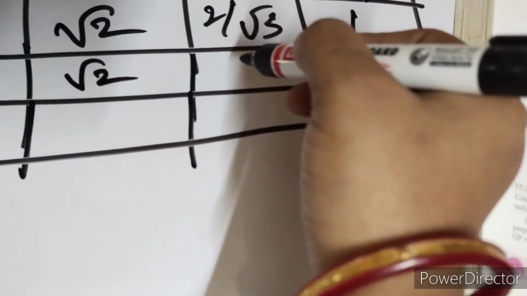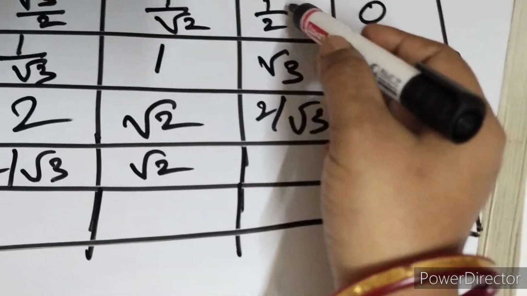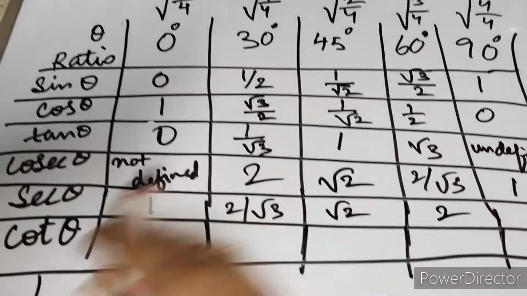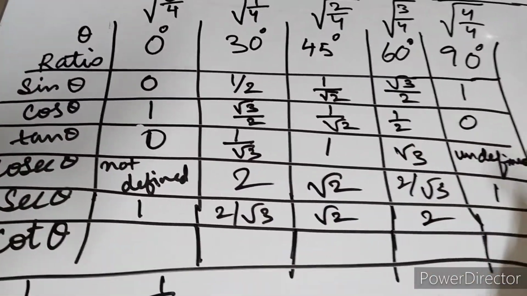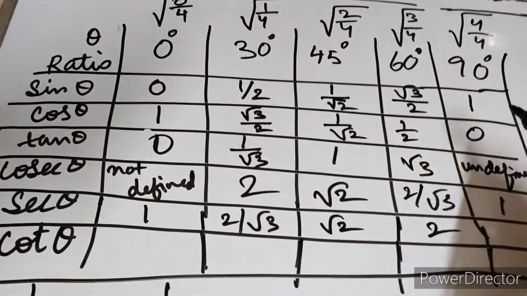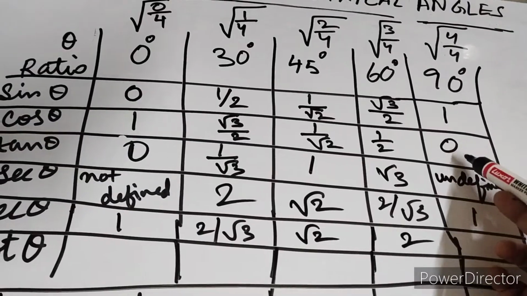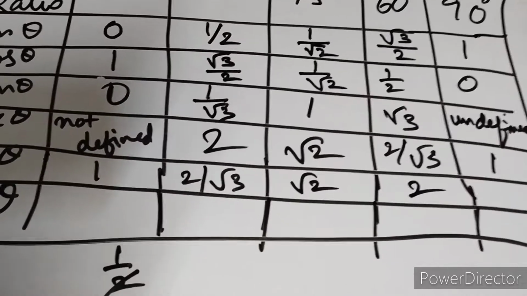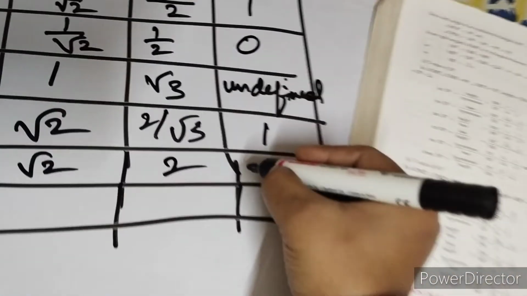And see, in this case 1 by 1 by 2 means it will be 2. Okay, sec 60 degrees is 2. Then sec 90 degrees: because the denominator comes as 0, it is 1 by 0, so sec 90 degree will be not defined.